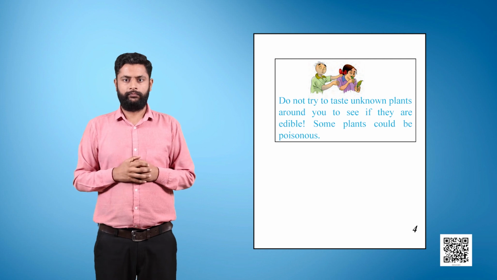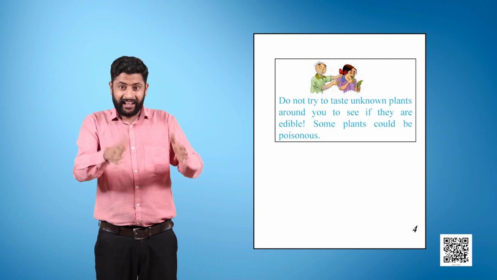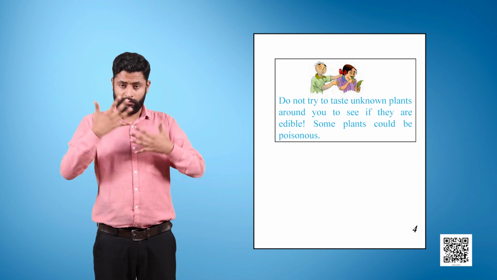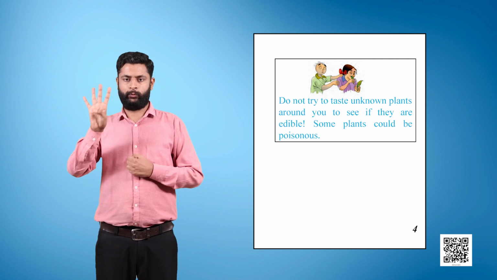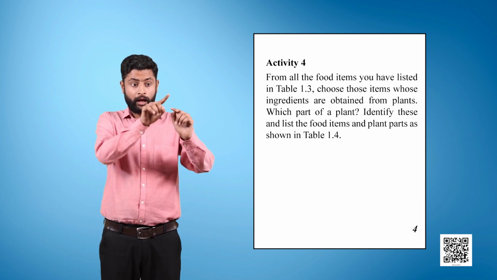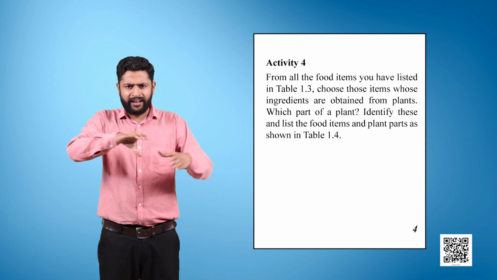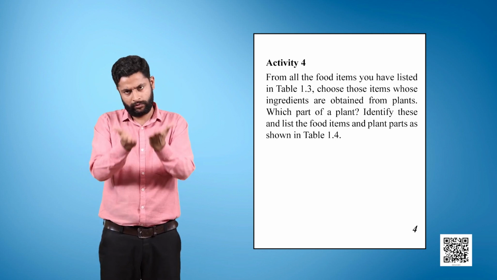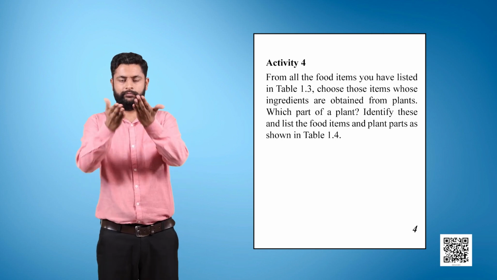Page 4. Here is a picture showing: do not try to taste unknown plants around you to see if they are edible. Some plants could be poisonous. Activity 4. From all the food items you have listed in Table 1.3, choose those items whose ingredients are obtained from plants. Which part of a plant? Identify these and list the food items and plant parts.